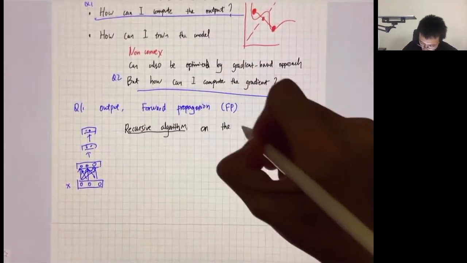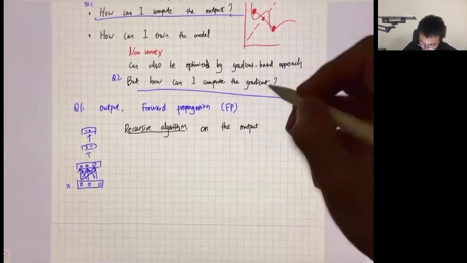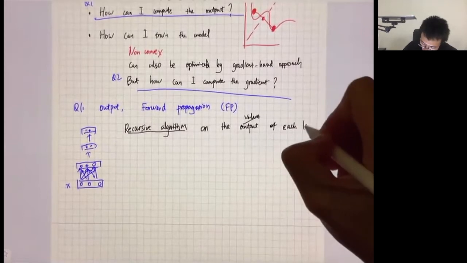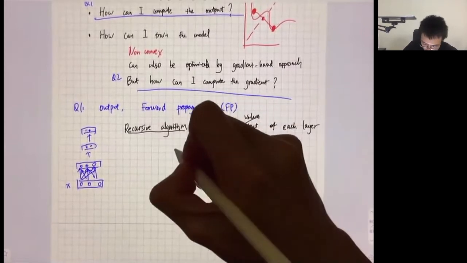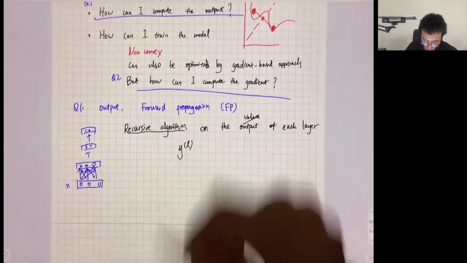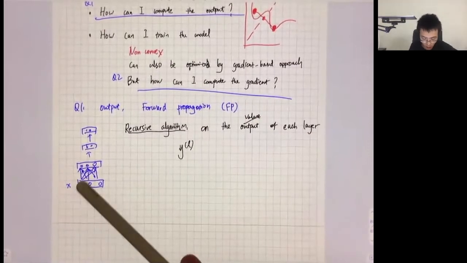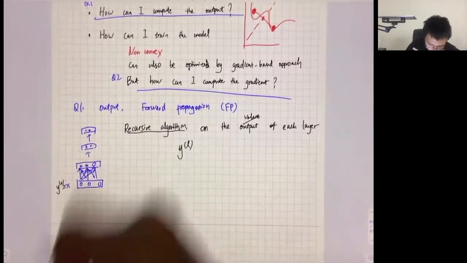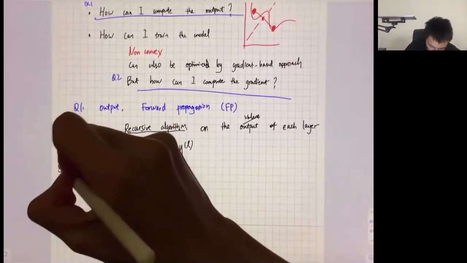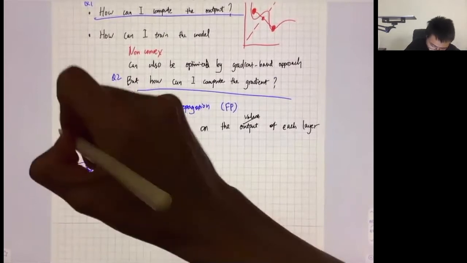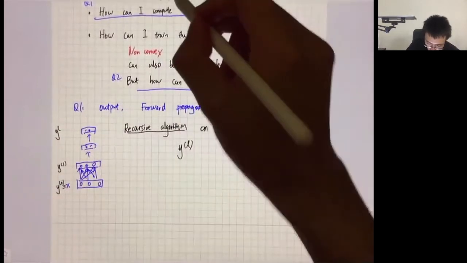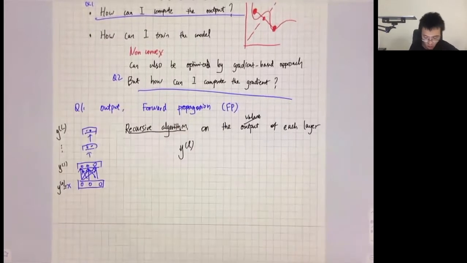The output or the value of each layer, I call it YL. For the lowest layer, it's Y0. So X is actually Y0. It's just 1. Then this is Y1. This is Y2. It's so on and so forth. And the final layer is YL.